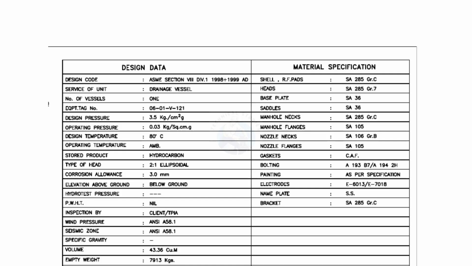Type of the head is 2:1 elliptical. My previous videos will give you more details about elliptical dish heads. The corrosion allowance is 3 mm. This is a below ground tank.